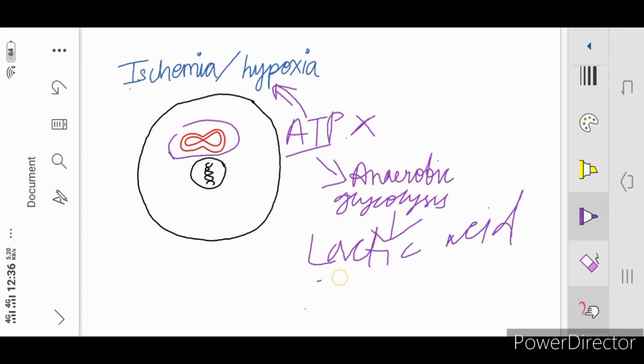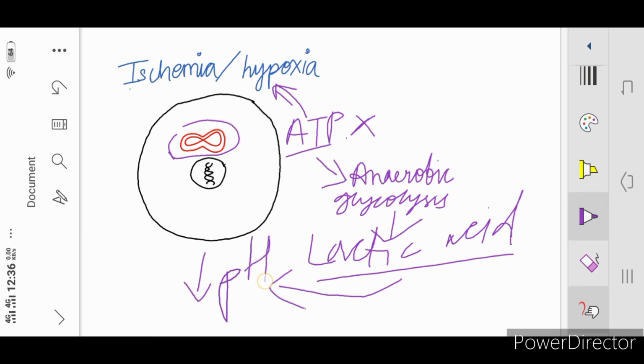So this lactic acid will cause acidic pH of a cell. Since this is an acid, it will reduce the pH of a cell. And due to the reduced pH, the acid will go into the nucleus of a cell and cause clumping of the nucleus.